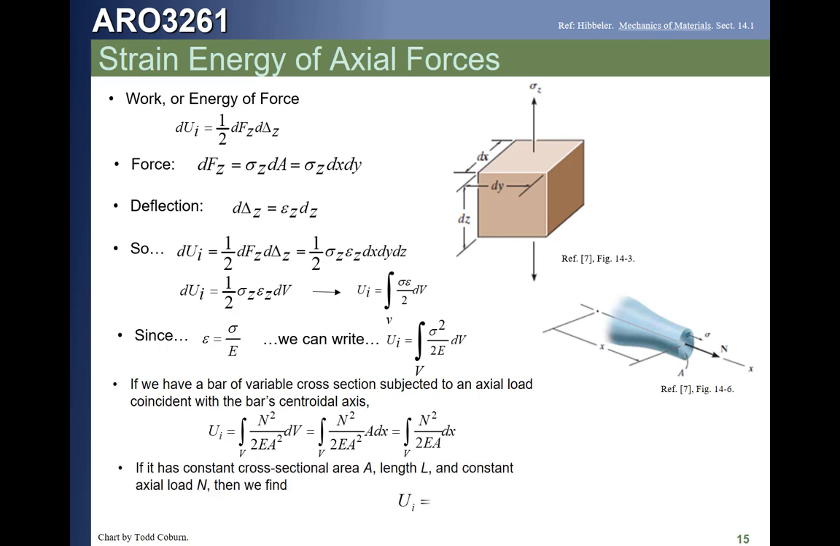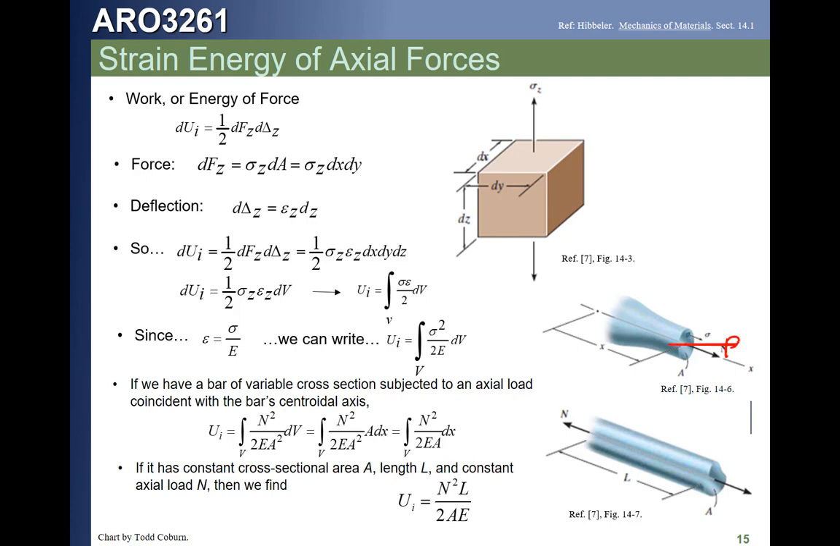Now this is actually out of Hibbler. This is changing nomenclature. This N in this case is not running load. It's unfortunate we just introduced running load. So they're calling a force N, not P. Let's just change it. Let's just call this P. That means this is P squared, P squared. These are forces, not running loads. So the total strain energy, if we have a uniform cross section, is P squared L over 2AE.